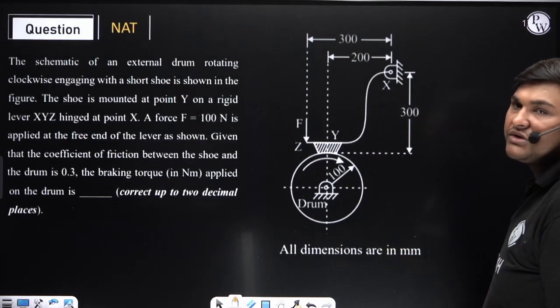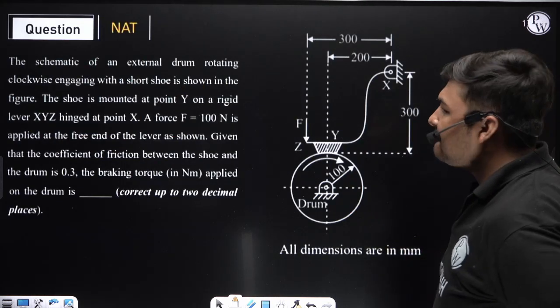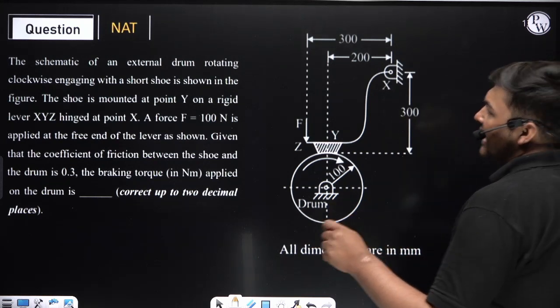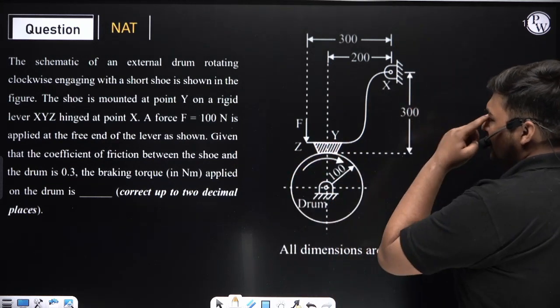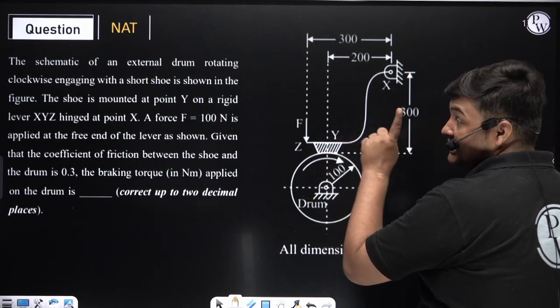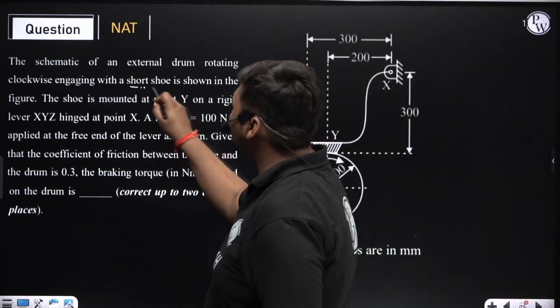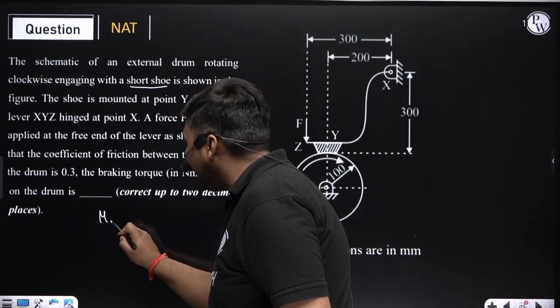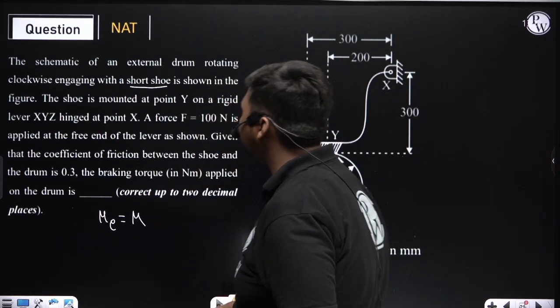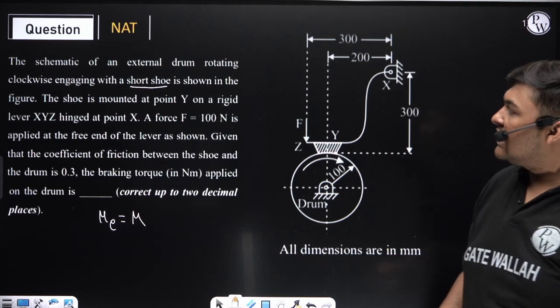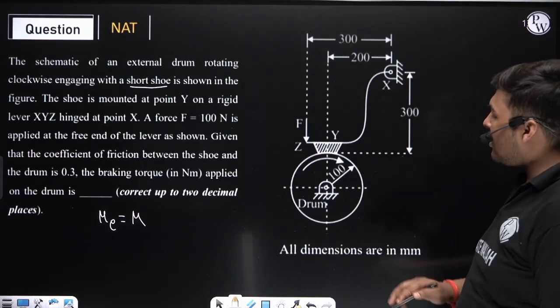It is another question. What this question is saying: the schematic diagram of an external drum rotating clockwise. This drum is rotating clockwise. This is important. Engaging with a short shoe brake. Brake is short shoe. Short shoe means mu equivalent will be equal to the actual coefficient of friction, as shown in figure. The shoe is mounted at location Y on a rigid lever.